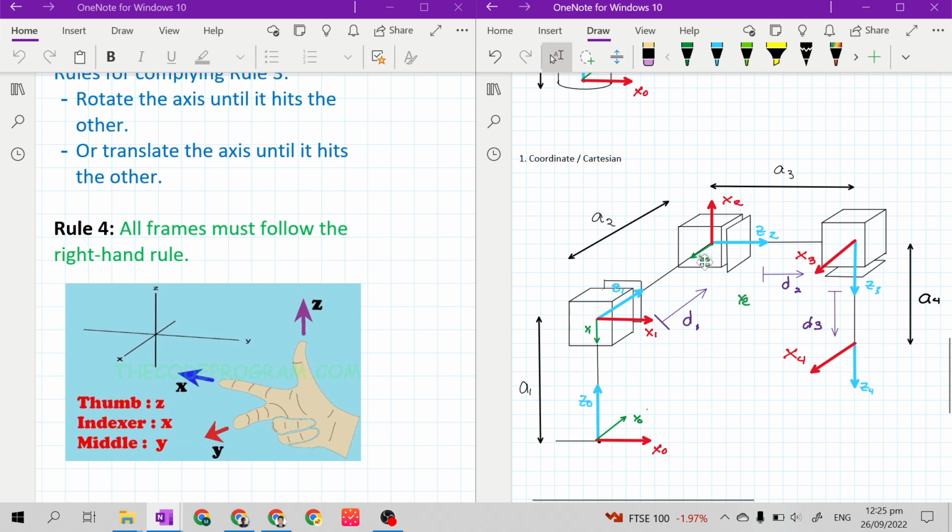Next is y sub 3. Okay. Z sub 3 is pointing downward. X sub 3 is pointing to the front. Okay. So y sub 3 will point to the left. Okay. So y sub 3 will point to the left. Am I right? Yes, it will point to the left. Okay. So this will become y sub 3.